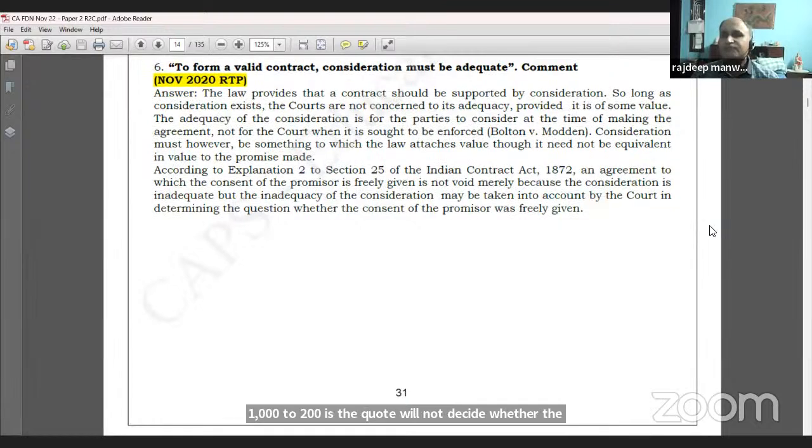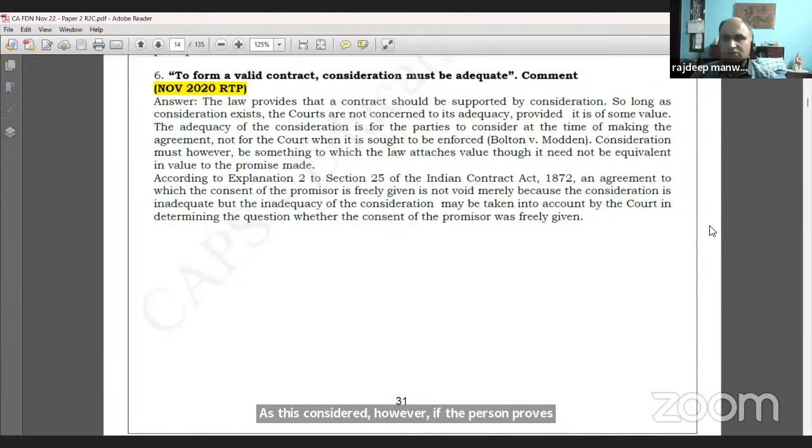However, if the person proves that the consideration was not adequate because of coercion, fraud, misrepresentation or undue influence, then the contract can be challenged in the court of law. But otherwise, consideration need not be adequate.